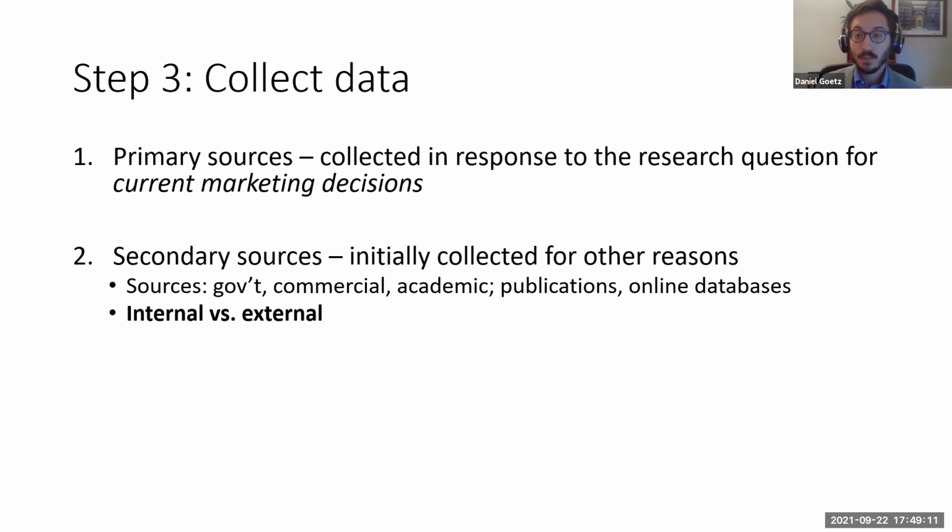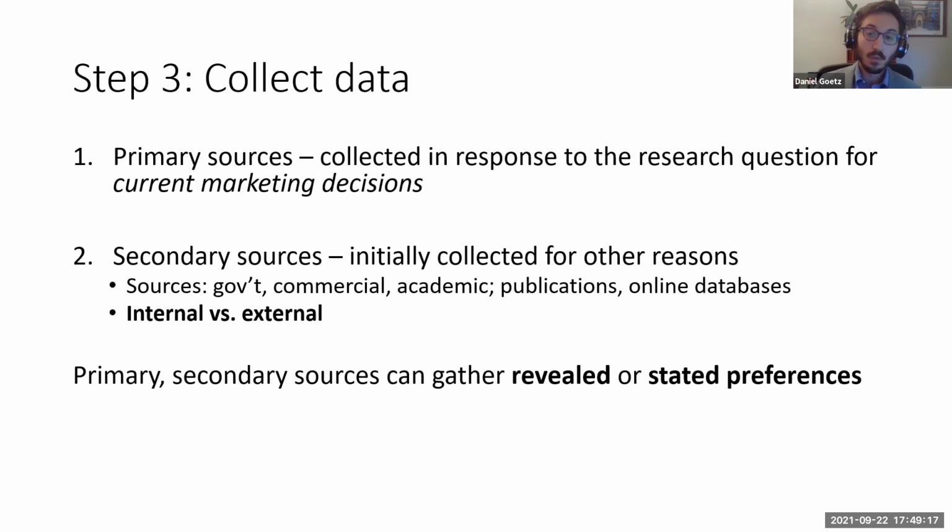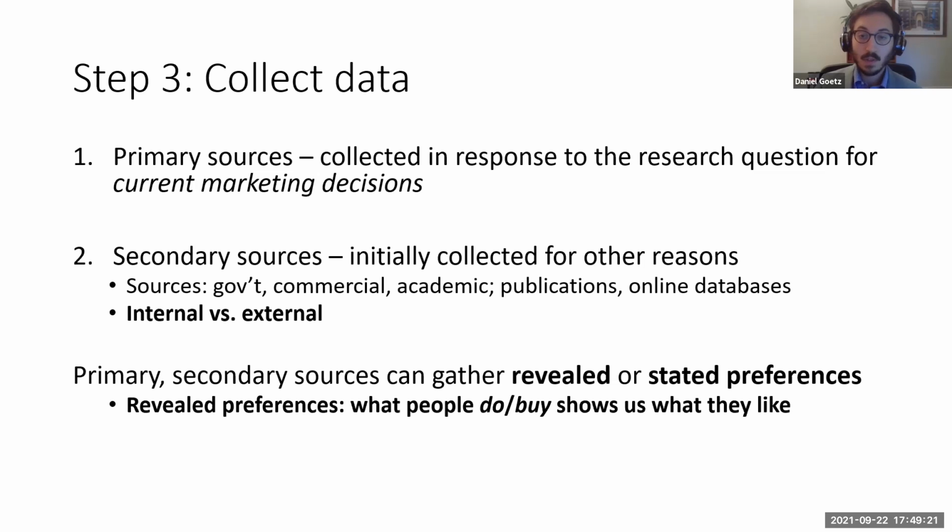Okay, so putting that aside, primary and secondary sources can either gather revealed preferences or stated preferences. So what's the difference there? Revealed preferences are the idea that what people do or buy shows us what they prefer. Okay, so people's actions reveal their preferences.